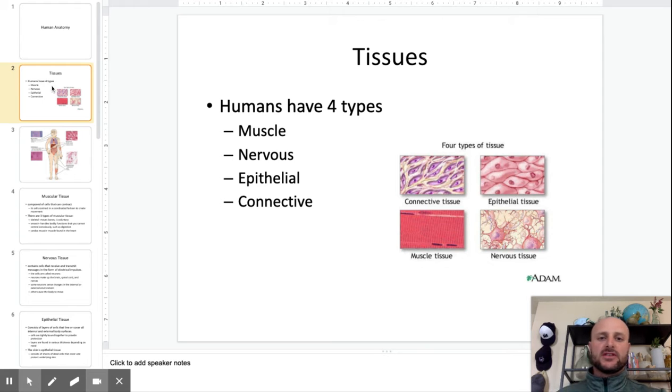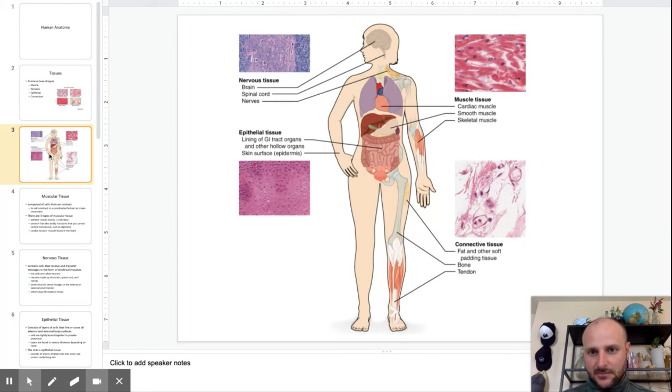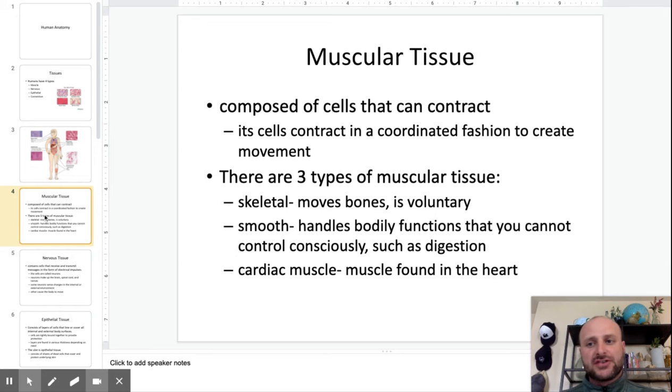First off, we start with tissues. The human body has four types of tissues, and they're listed here: muscle, nervous, epithelial, connective. We're going to spend the next few slides talking about those. So let's get ready. Here's another picture which kind of shows you where some of these types of tissues might be found in the human body. But first, let's start with muscular tissue.